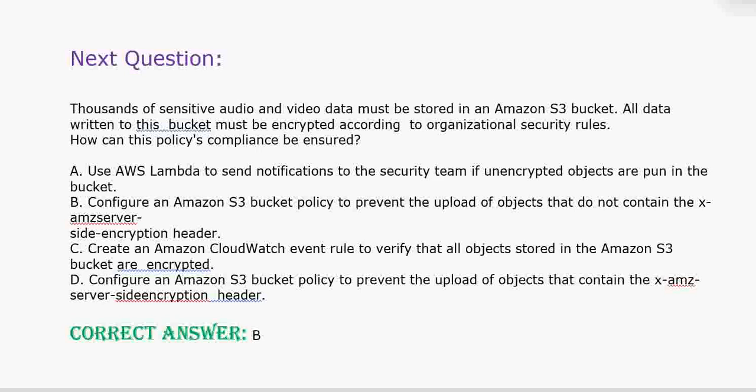Option number A, use AWS Lambda to send notification to the security team if unencrypted objects are found in the bucket. Option number B, configure an Amazon S3 bucket policy to prevent the upload of objects that do not contain the x-amz-server-side-encryption header.